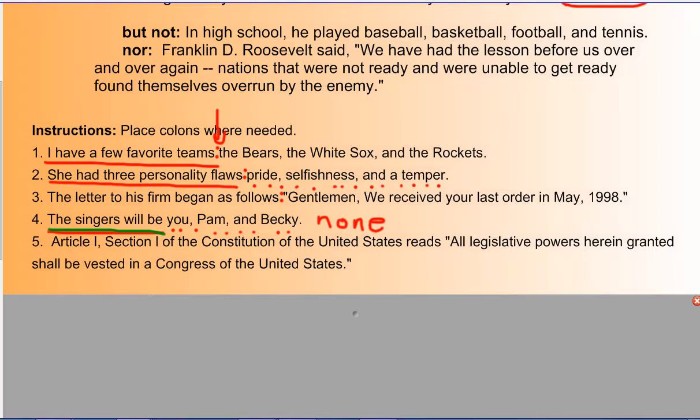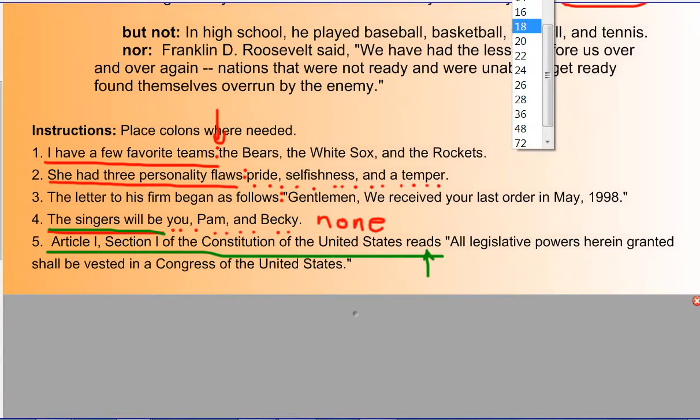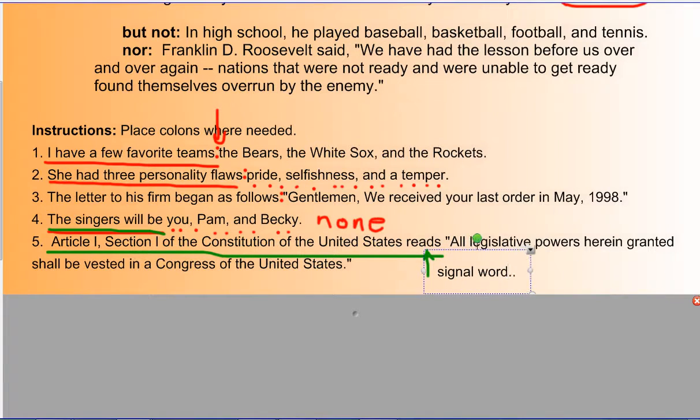And so I need to check what comes before it. Article 1, Section 1 of the Constitution of the United States reads, well, there's one of those signal words. And if you remember way back in our quotes unit, we talked about there being a signal word. And if there's a signal word out in front, that signal word is what's going to actually prevent it from needing a colon here. So when we have a signal word, the signal word is what tells us that we're going to use a comma if it's there. Words like said or shouted or commented or yelled. So instead of a colon here, we actually need a comma right here. If it has a signal word, we're going to use a comma.